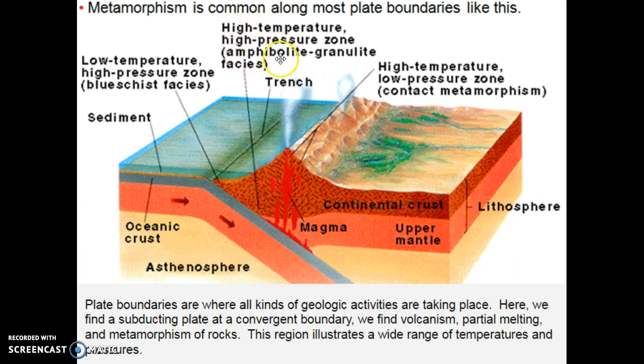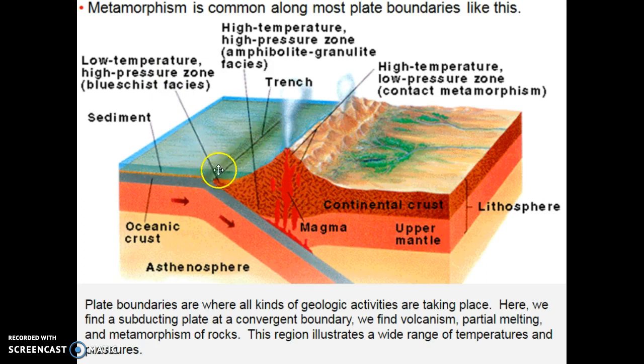And this has a very specific kind of a mineral-associated facies. I don't necessarily want you to look at anything more, but just realize that plate boundaries are where all kinds of geologic activities are taking place. Here we find a subducting plate at a convergent boundary. We find volcanism, partial melting, and metamorphism of rocks. This region illustrates a wide range of temperatures and pressures.